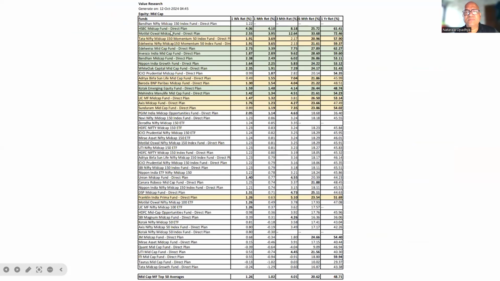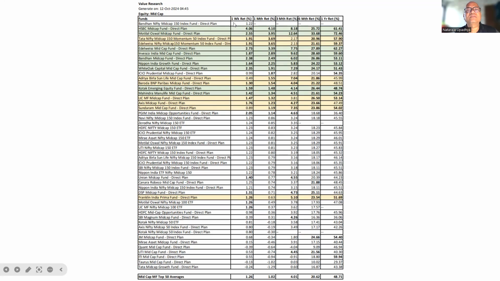Next comes the mid cap fund. See, another thing I wanted to discuss is if the number of funds in a particular subtype is less than 50, then I present all of them. But if they are more than 50, I go by only top 50, and based on the top 50 average, I will do the analysis. So here we have mid cap funds that are more than 50, so only top 50 are considered. Among them, green ones are HSBC Mid Cap Fund, Motilal Oswal Mid Cap Fund, Edelweiss Mid Cap Fund, Invesco India Mid Cap Fund, Bandhan Mid Cap Fund, Nippon India Growth Fund, White Oak Capital Mid Cap Fund, Kotak Emerging Equity Fund, Mahindra Manulife Mid Cap Fund.